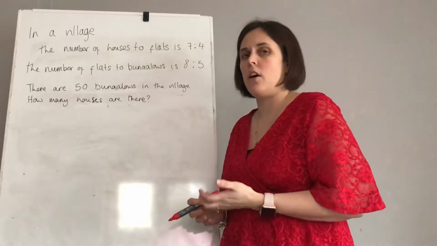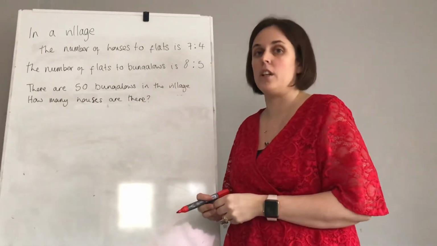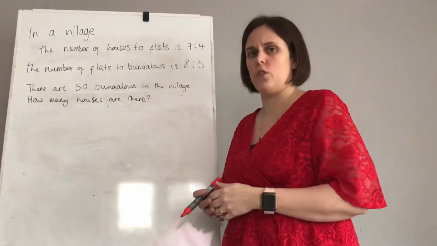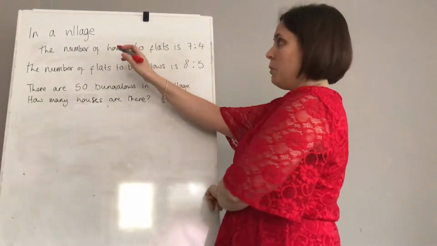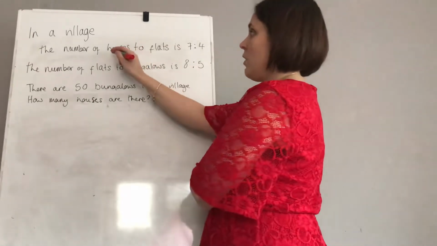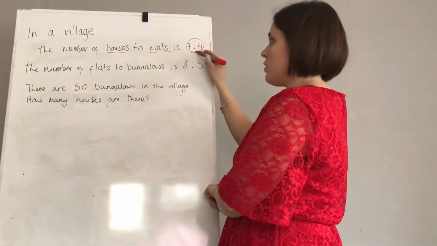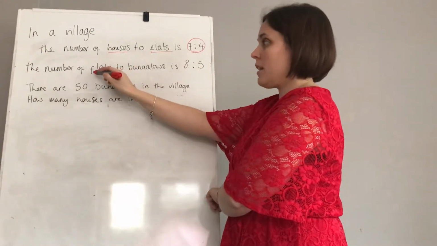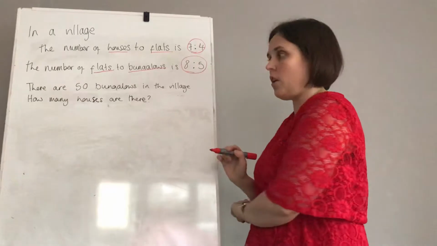So the first thing that I think you should be looking at is underlining the key parts of the question so that you're clear what it is you've got to do and how you're going to answer it. So first important thing is to get the ratios. So here we have houses to flats and the ratio is 7 to 4. And on the next line, flats to bungalows and the ratio is 8 to 5.